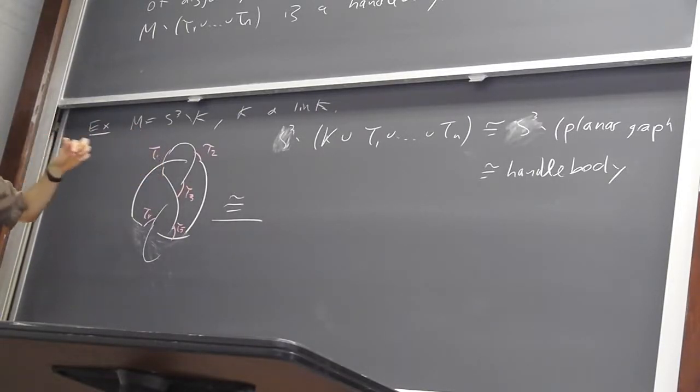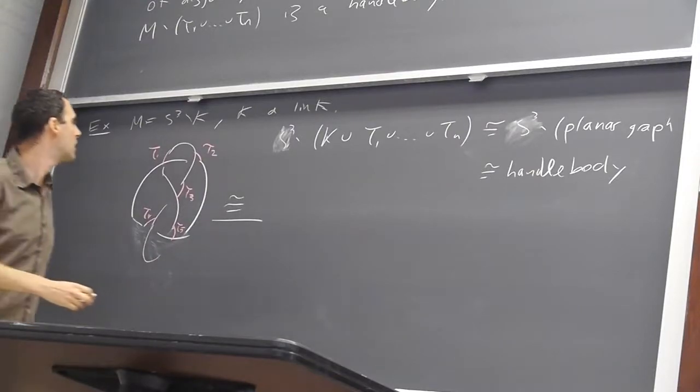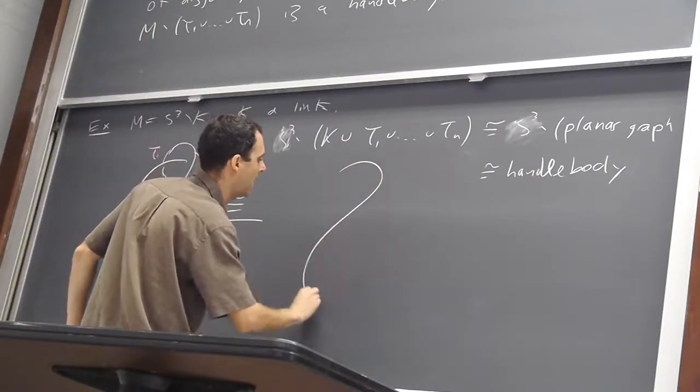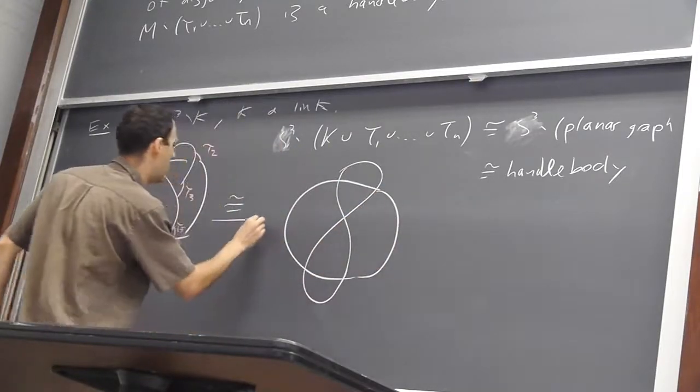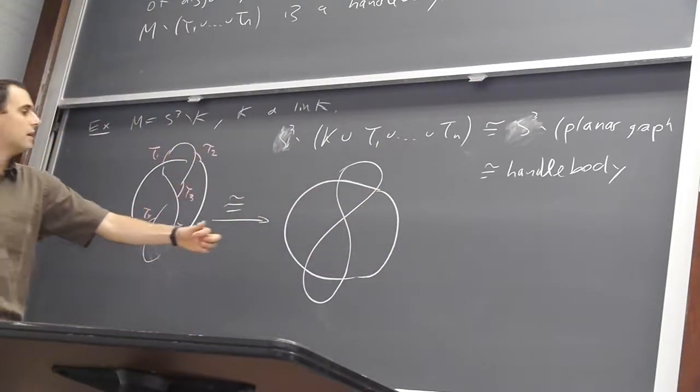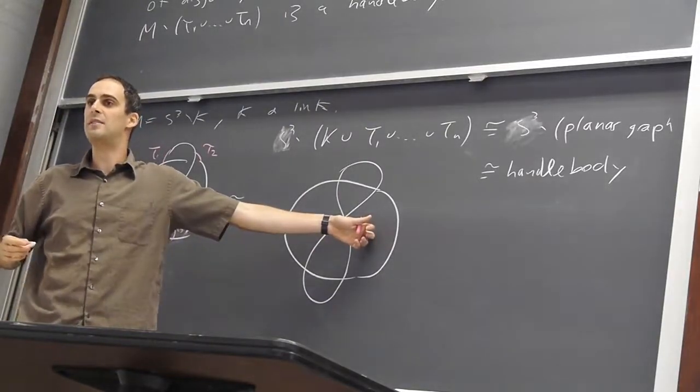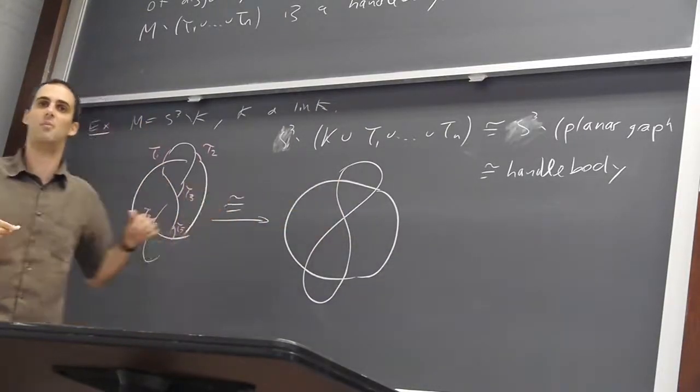And then your projection with over and under crossings just collapses to its projection graph, which is a 4-valent graph. So the complement of this is homeomorphic to the complement of that, which is to take a planar graph that complements a handlebody.